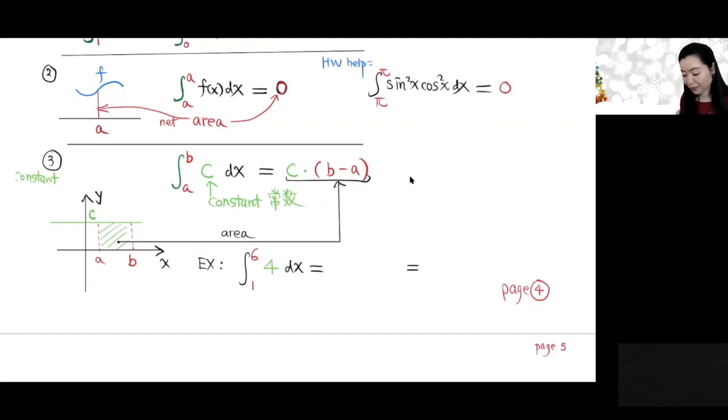For example, when you integrate the constant function 4 from x going from 1 to 6, that will be equal to 4 times 6 minus 1, which is equal to 20.